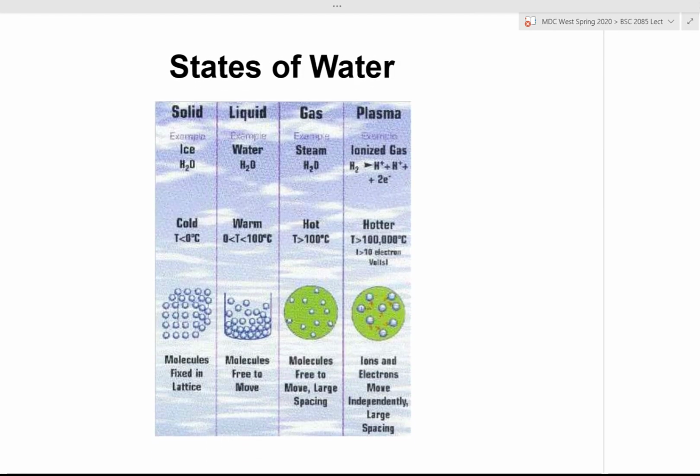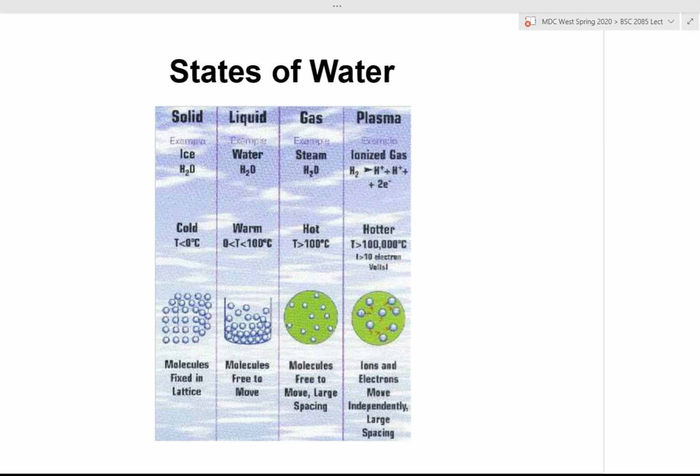So what are the different states of water? So water can be in a form of solid. Everybody knows that. What do we call the solid form of water? Ice.